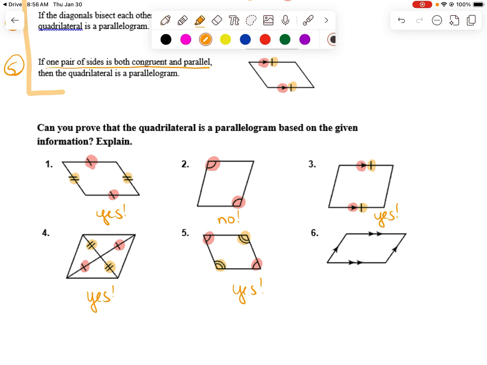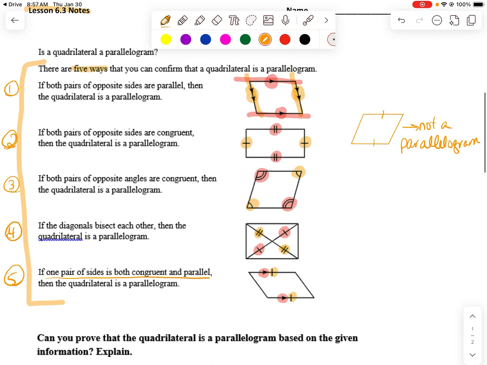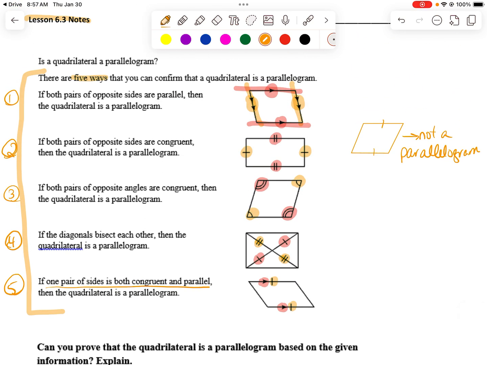Okay, for number 6, we see that these 2 sides are parallel. These 2 sides are parallel. When both pairs of sides are parallel, yes, it is a parallelogram. Okay, so these 5 ways are the only ways that we can prove a parallelogram. It's the reverse of the 5 properties that we already know about a parallelogram, okay?